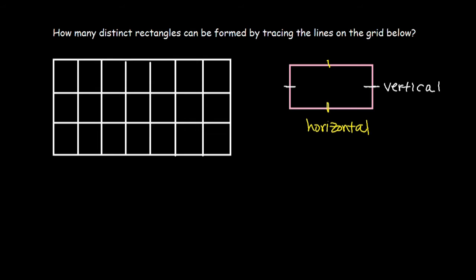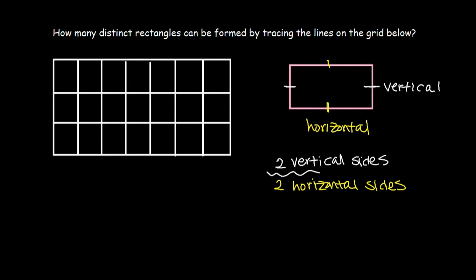So every single rectangle has what? It has 2 vertical sides, and it has 2 horizontal sides. Meaning that if you want to make a rectangle on this grid, you need to choose 2 vertical sides and you need to choose 2 horizontal sides, right? And this is basically it. You just need to know this basic common sense about rectangles, and you're basically halfway through this problem.